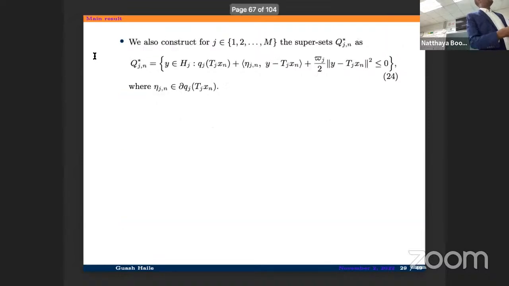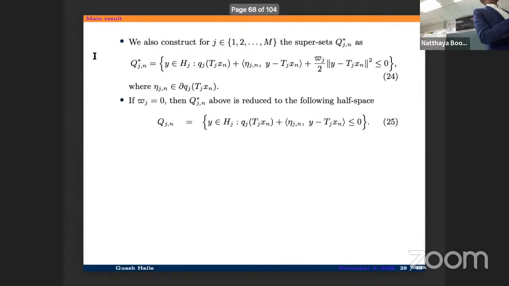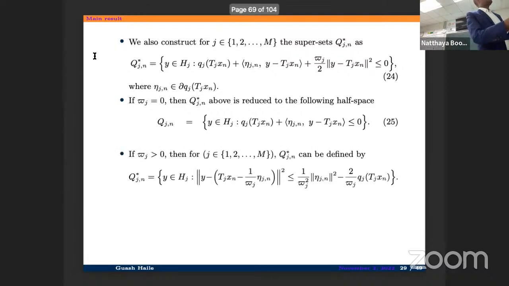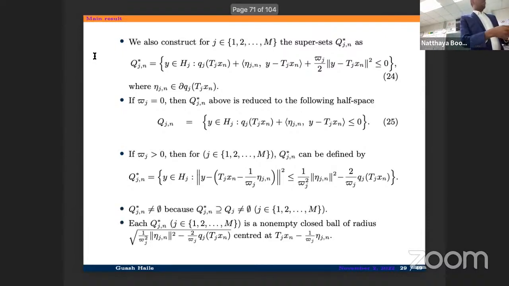Similarly, we can define this support set Q star jn, which is given in this form. Similarly, if omega j is 0, then this goes to 0, so this one can reduce to this half space. And by a simple calculation, we can easily show that this (24) can be rewritten in this form. We can also show that this one is positive. So Q star is a ball centered at this point, having radius r which is equal to this one. So C star in and Q star jn are nothing but closed balls with their own radii and centers. Similarly, Q star is non-empty because it is the support set of Qj, where each Qj is non-empty.